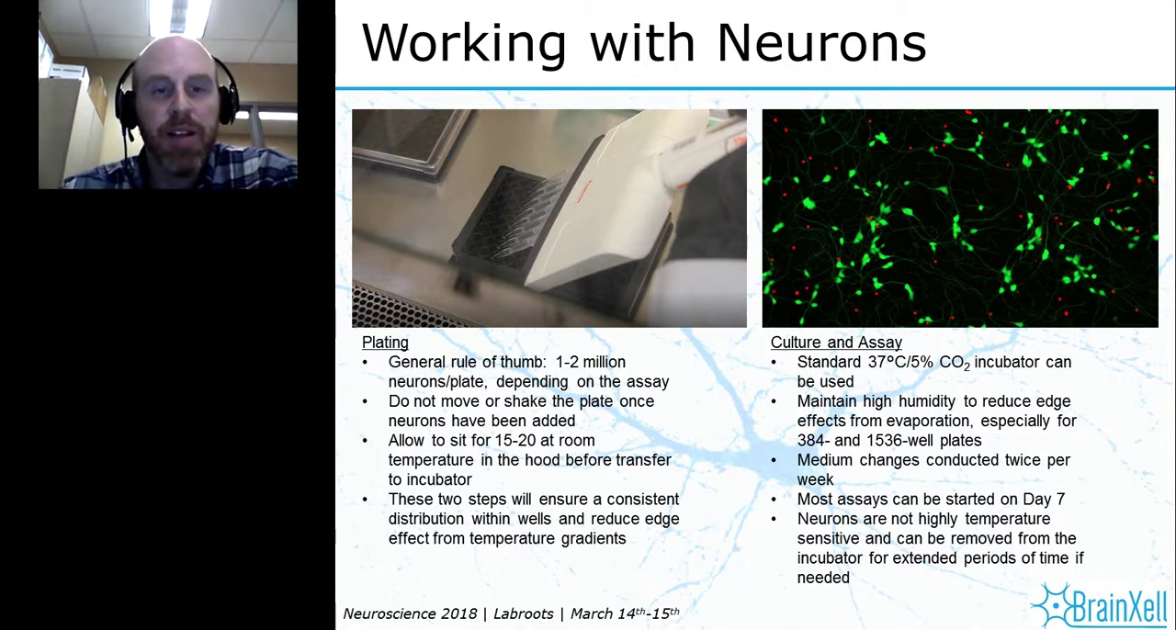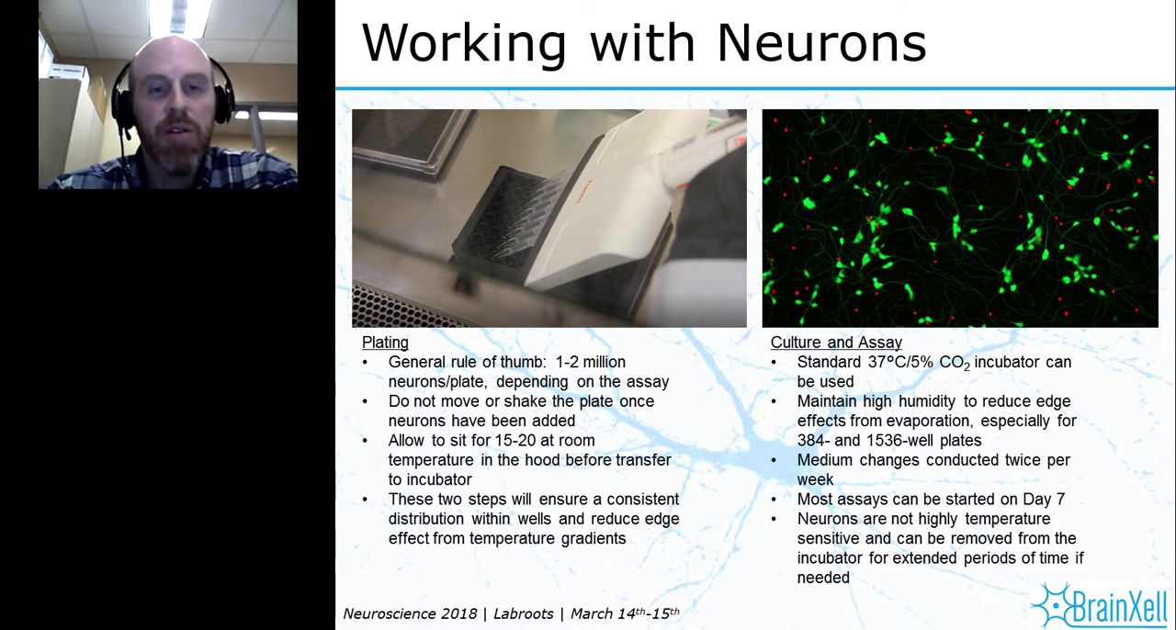In this example, we're plating the cells using a multi-channel pipette into a 96-well plate. Most times, people that use these cells are going to be using plates, and as a general rule of thumb, 1 million to 2 million cells per plate is kind of where you want to be when thinking about an experiment, for example. Obviously, depending on the assay, that will change a little bit, but that's a general rule of thumb if you're thinking about how many cells you might need for an experiment.